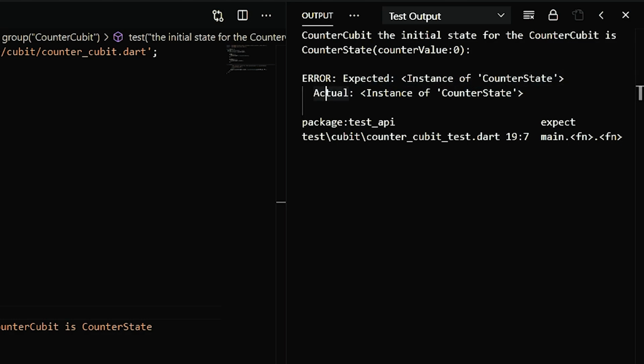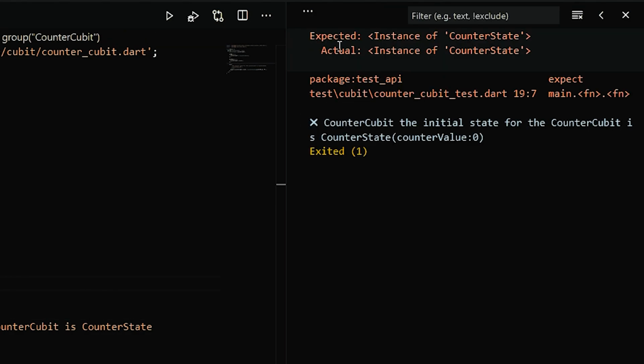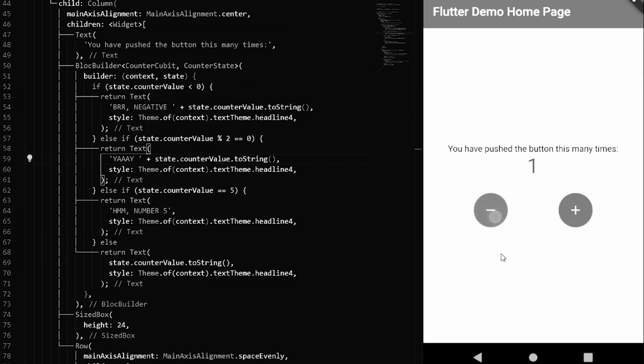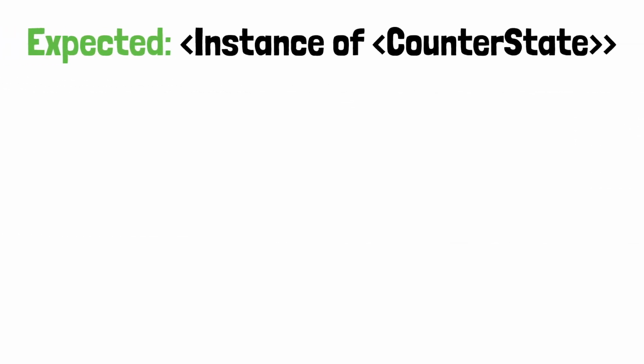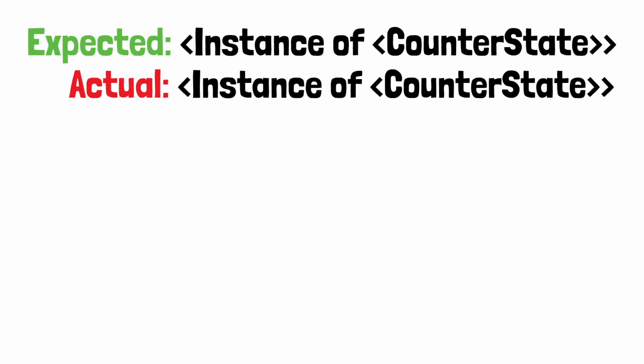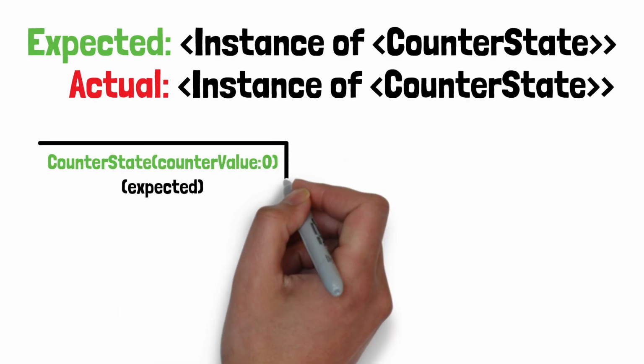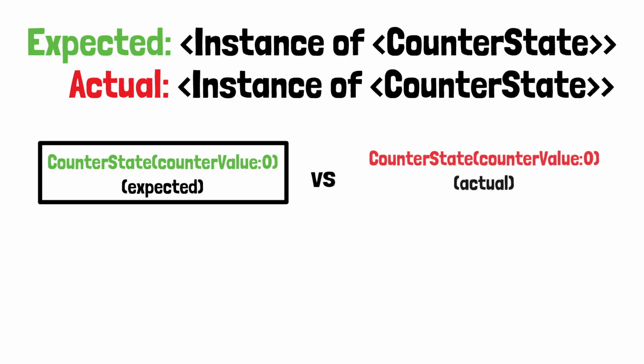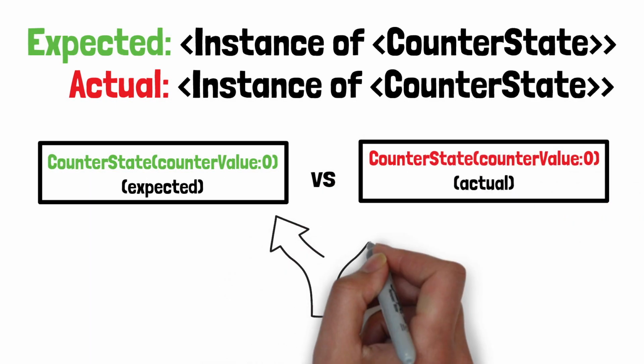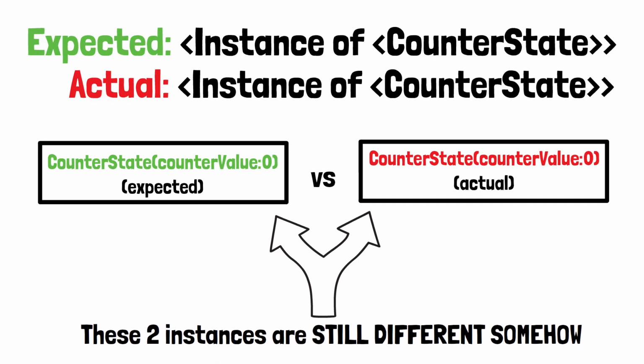Here you can actually start to understand why testing is such an amazing tool. It has already signaled us a problem with our app. Remember that the application worked perfectly when we manually tested it. How come that this test fails then? Well, since it tells us that both the expected and actual output are an instance of counter state, and we know that both should have a zero value inside, that means that the instances are still different somehow.